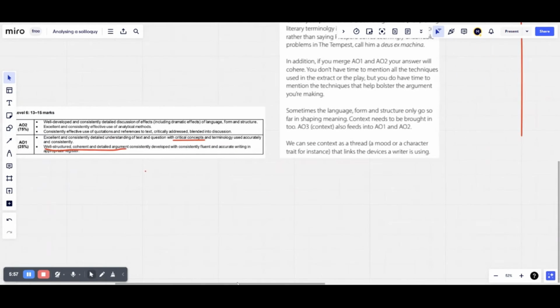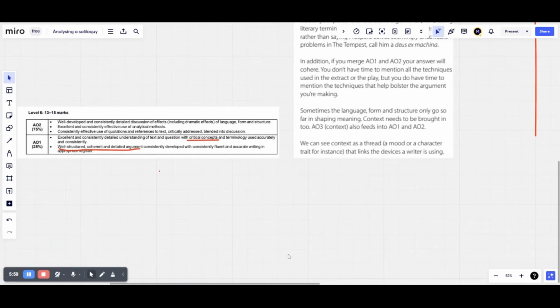So yeah, they're not actually asking for specific AO3. They're saying that sometimes a mood or character trait can be linked to the context in which the play is set. One way of bringing that in would be under critical concepts, and that's why I underline that as part of AO1. I think critical concepts allows for some kind of contextualization that lends weight to your argument and maybe to the evidence that you're providing from the extract, whereby you are bolstering it, supporting it with that contextualization. They give an example.